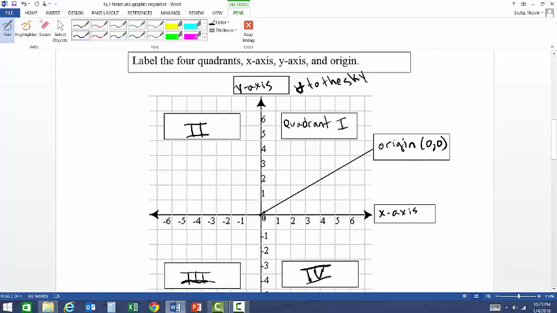Notice that we write quadrants with Roman numerals. That's typically the way that we show them. We don't just write the number 1, 2, 3, and 4 usually. So you'll just see these a lot more often. So you want to be able to name all the parts of a coordinate plane. That's key to graphing.